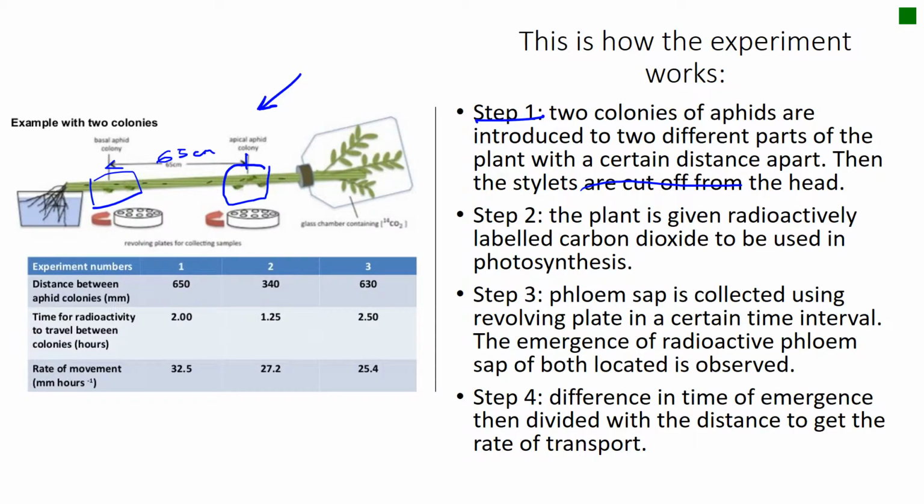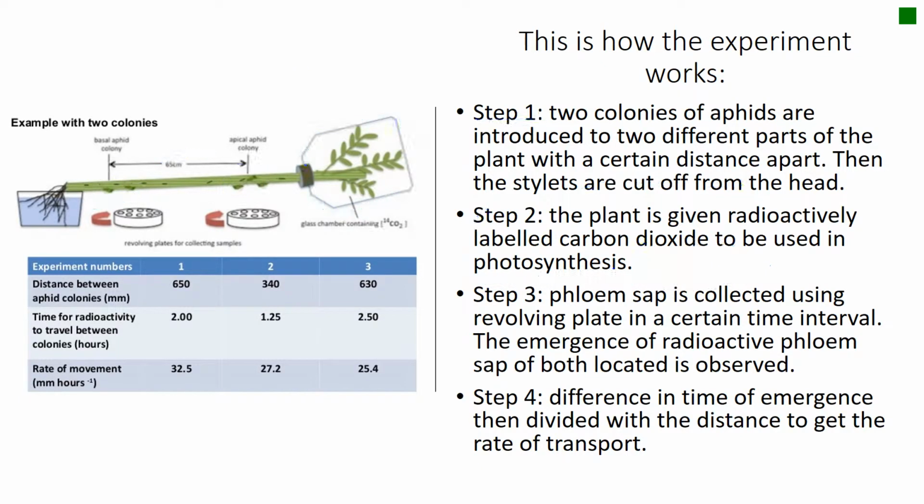And then step 2. The plants will be given radioactively labeled carbon dioxide. So using this glass chamber, the plant will be exposed to carbon dioxide that has been labeled with radioactivity. Can you guess what is the function? Yes, the carbon dioxide will be used by photosynthesis so that the sugar that will be produced also contains radioactivity.